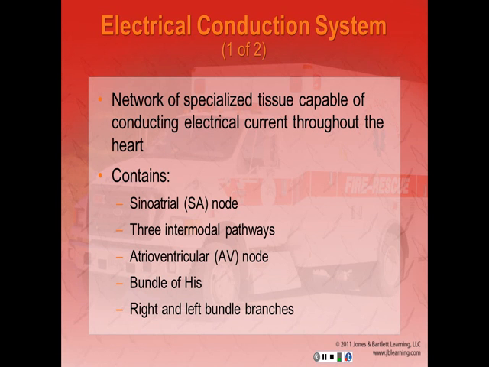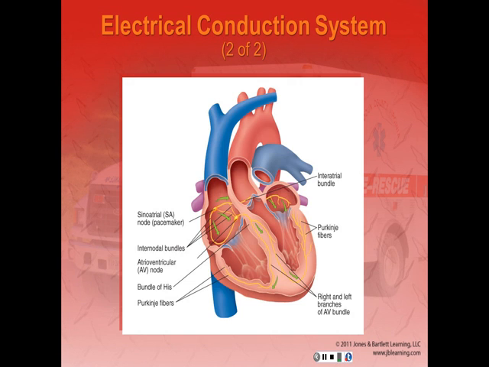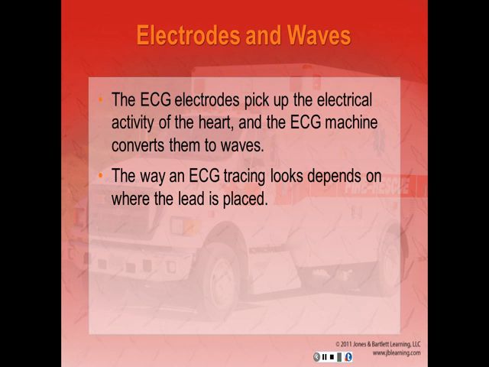The electrical conduction system contains these components. The SA node, which is the sinoatrial node, is the heart's main pacemaker. It paces at a rate of 60 to 100 beats a minute. There are 3 internodal pathways that transmit the pacing impulse from the SA node to the AV, or atrioventricular, node. The AV node transmits the impulse from the atria to the ventricles, and then the bundle of His and the right and left bundle branches. You can see an example here of all of these components of the heart's electrical conduction system.